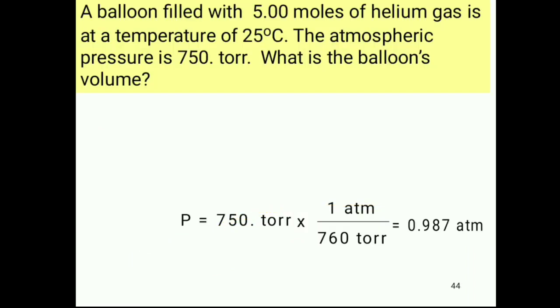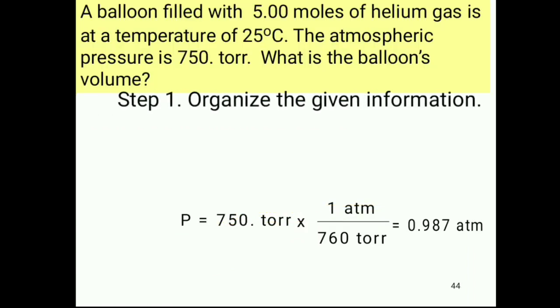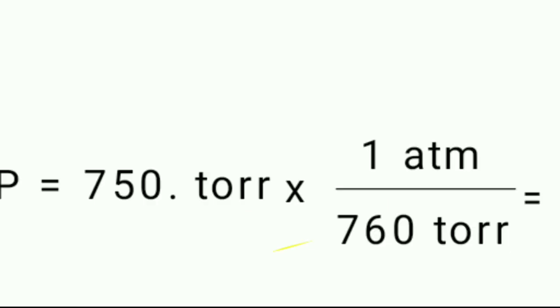Let's have one simple problem. A balloon filled with 5 moles of helium gas is at a temperature of 25 degrees Celsius. The atmospheric pressure is 750 torr. What is the balloon's volume? So first, let's organize the given information.